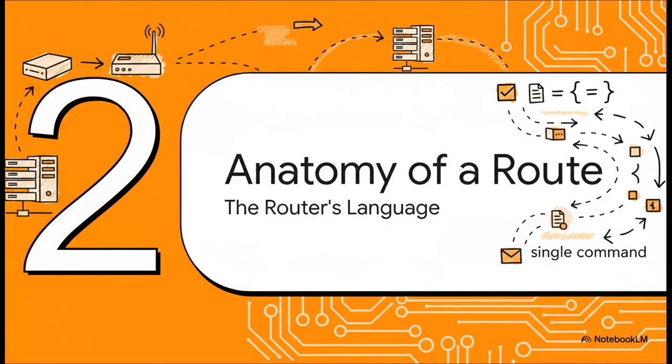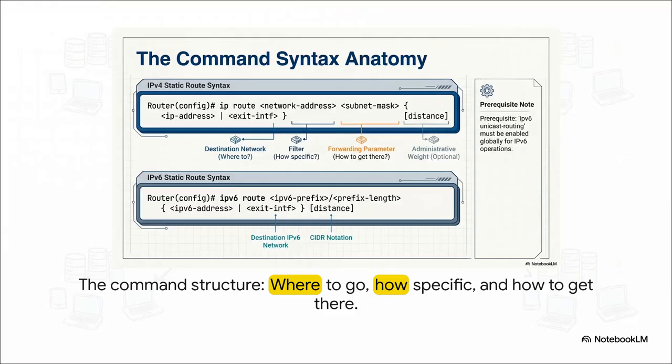All right, so we've got the why down. Now let's get into the what. How do we actually speak the router's language and configure one of these static routes? It all really boils down to just a single command. And this is the blueprint right here. For IPv4, we're talking ip route, and for IPv6, ipv6 route.